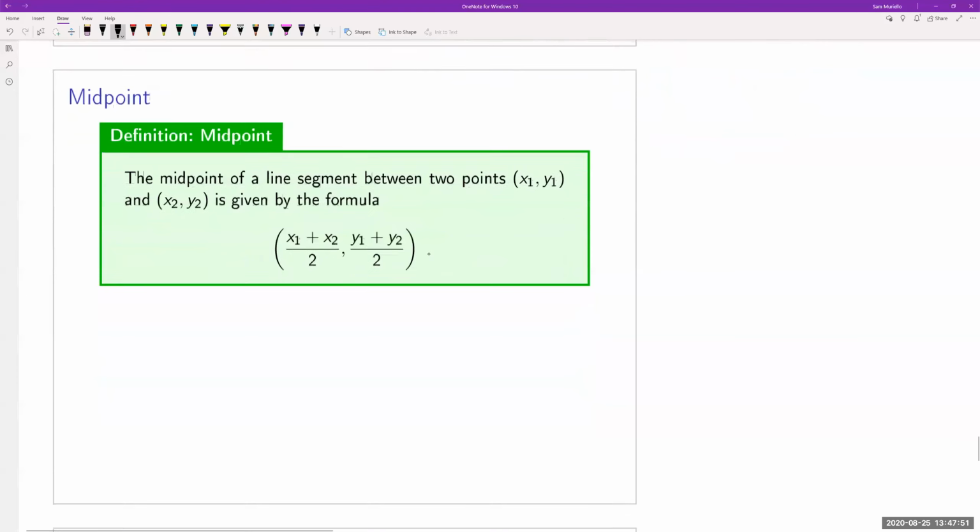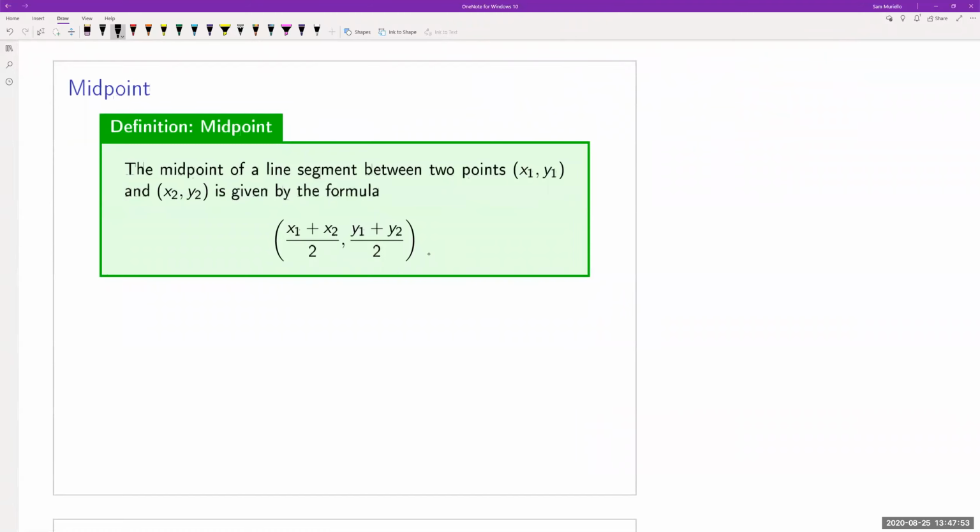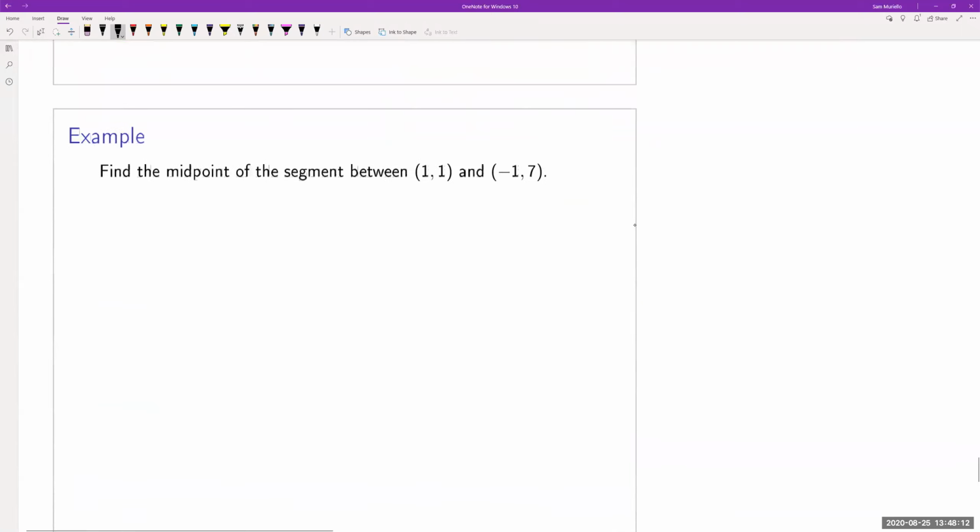One more thing we want to talk about in this lesson, that's midpoint. The midpoint of a line segment from 2 points x1, y1, and x2, y2 is given by this formula. All I do is I find the average of the x-coordinates and the average of the y-coordinates. It's very easy to find the midpoint. If you're given points, you just plug into the formula.